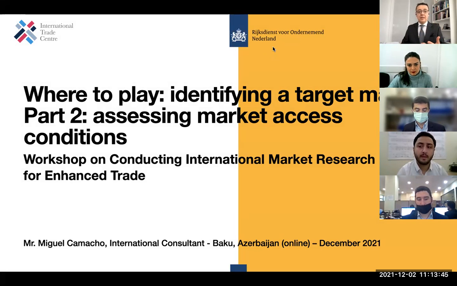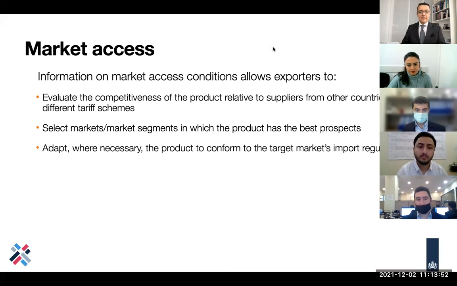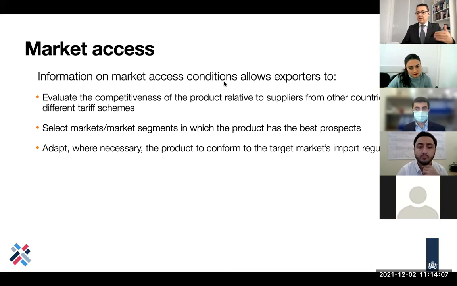So now let's see what market access conditions are like. What does market access condition information do? It's very simple. It's about evaluating the competitiveness of your production vis-a-vis that of others getting into the market. How much will it cost to get into the market? And therefore select markets based on where it is more convenient.